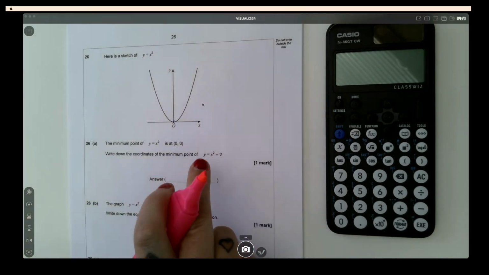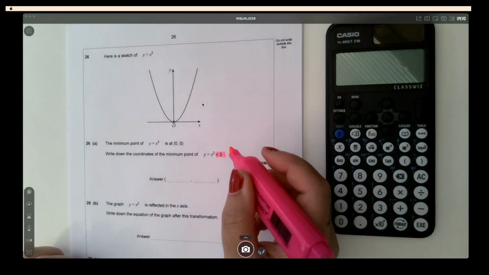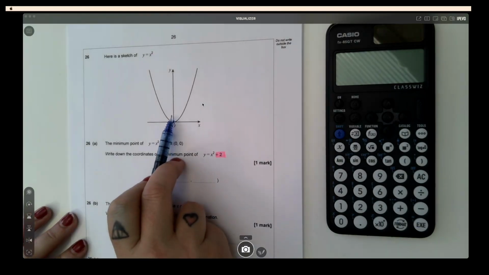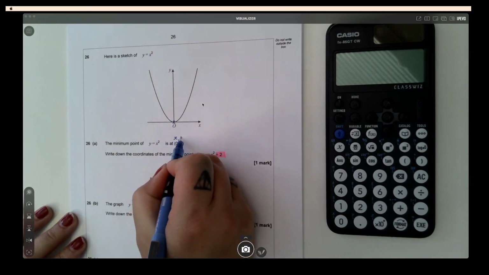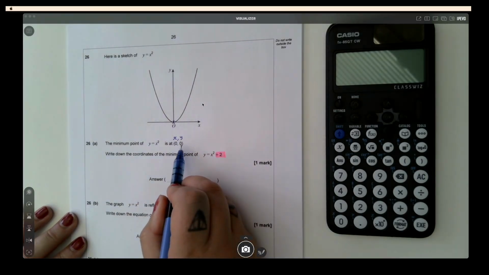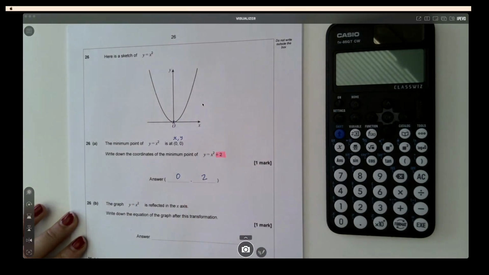So what we're looking at is the difference between these two equations. The difference here is that one's got plus 2 on the end. Because that plus 2 is not combined with the x within the squared term, it relates to the y coordinate. What that means is this graph has shifted up 2 places on the y-axis. Currently we have x and y coordinates of 0 and 0, but if we're adding 2 to that y coordinate, it becomes 0, 2.